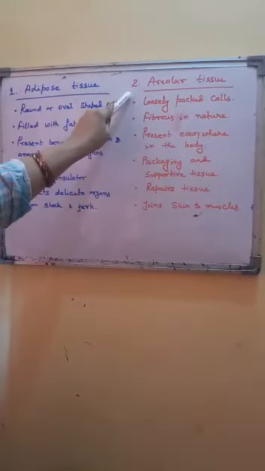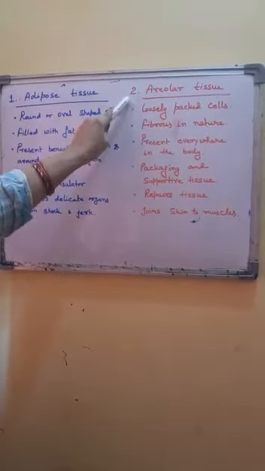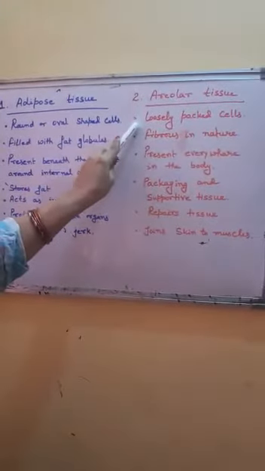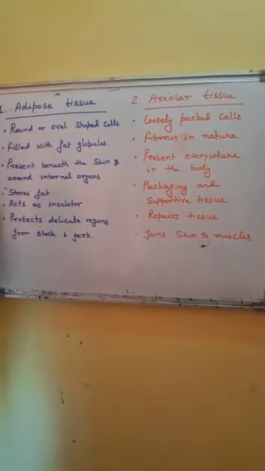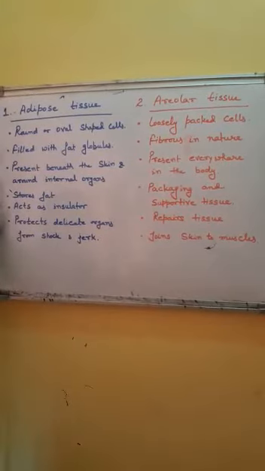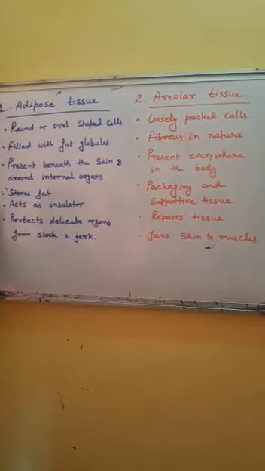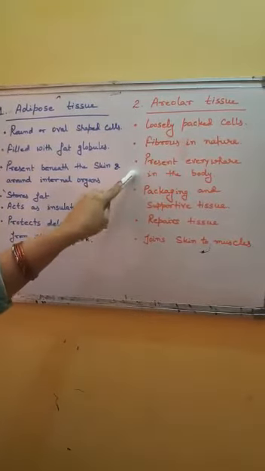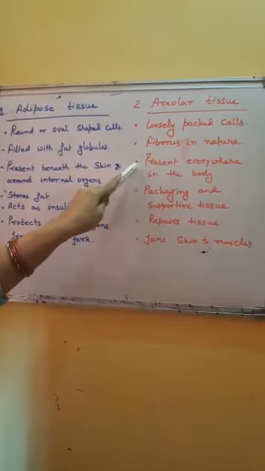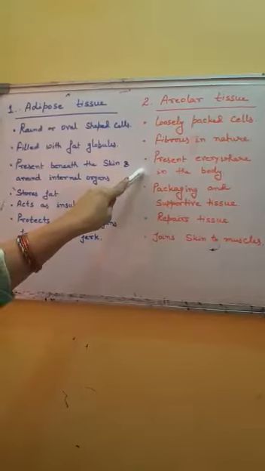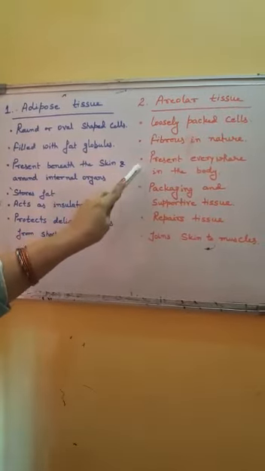The next connective tissue is areolar tissue. Areolar tissue is a group of loosely packed cells. The cells are loosely packed and these are fibrous in nature. Fibers are present in the matrix of areolar tissue. Areolar tissue is present everywhere in the body. It is present in the gaps between the organs. Wherever two organs are there, between those two organs, areolar tissue is present.